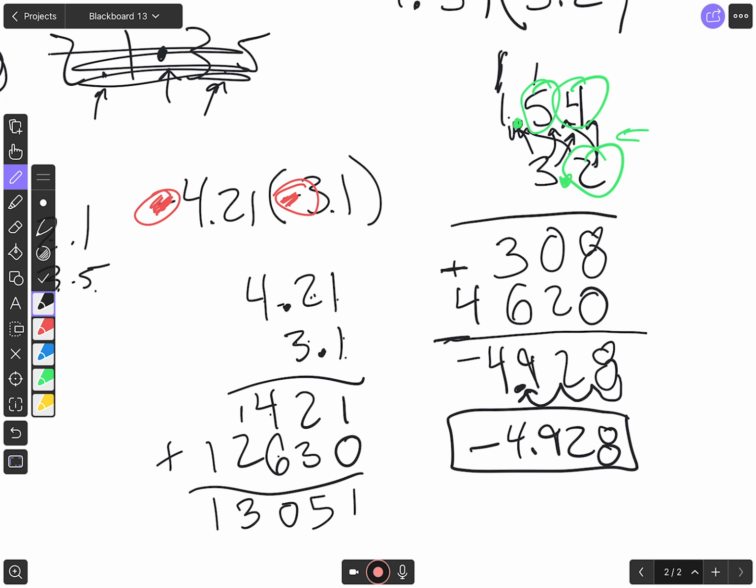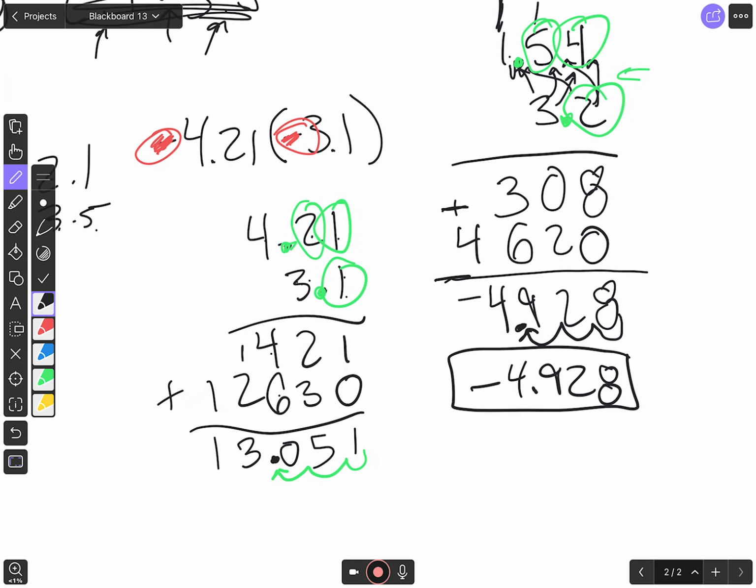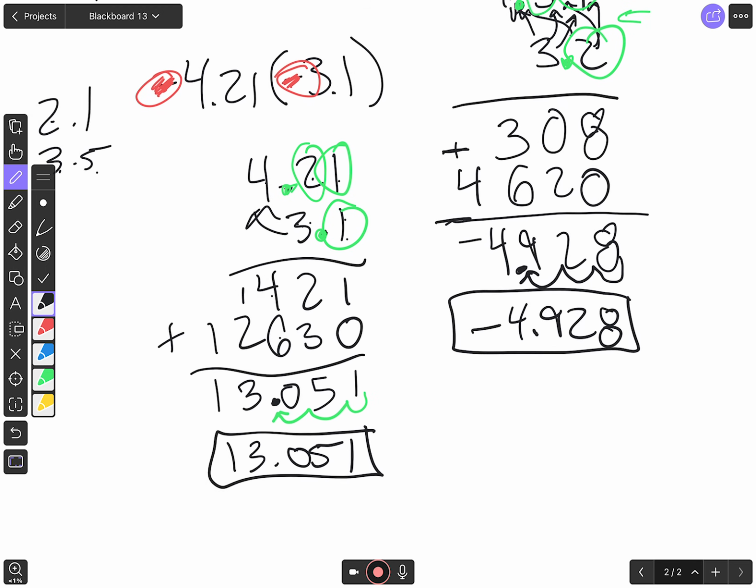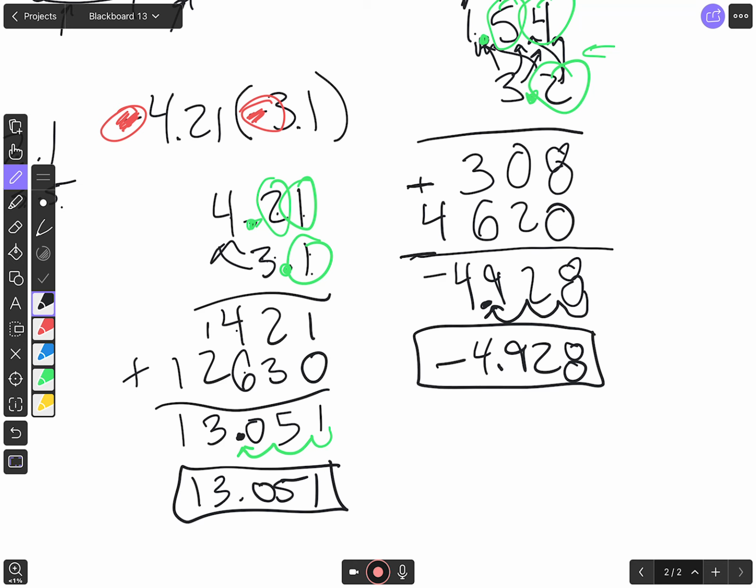And there we go. Now, we find the decimal points. And 1, 2, 3 digits. So we move the decimal point over 1, 2, 3, and we get 13.051. Okay? Which makes sense because 4 times 3 is 12, right? So it looks like we're in the right spot. Okay, so it's just a way of checking. You can also check with your calculator if you need to, but that's just a way of mentally checking. Does that make sense? All right, so there you go.